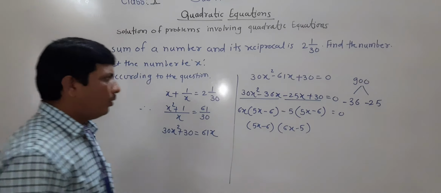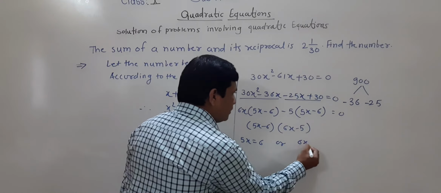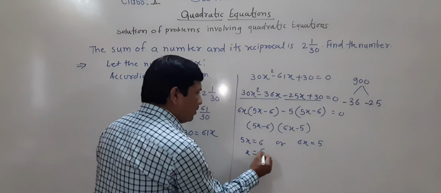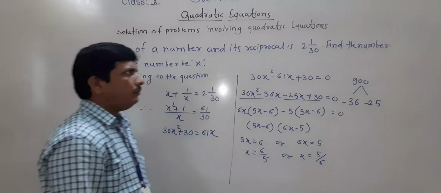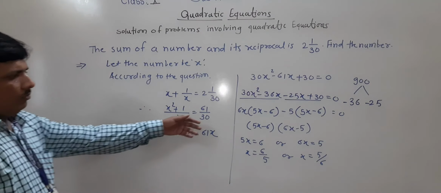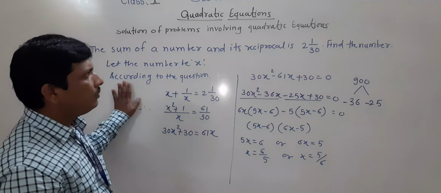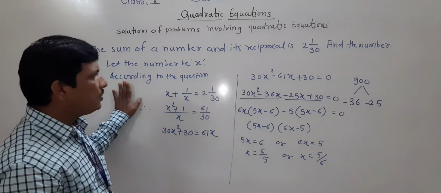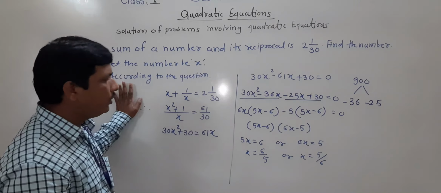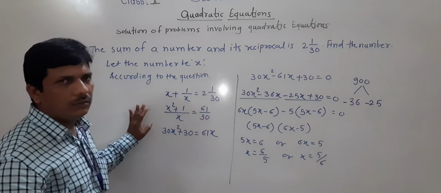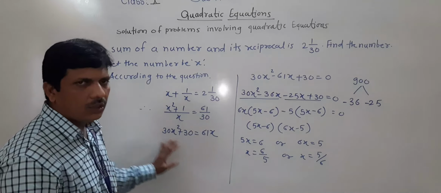Okay, so 5x is equal to 6 or 6x is equal to 5. So x is equal to 6 upon 5 or x is equal to 5 upon 6. Okay, find the number. So either the value of x is 6 by 5 or 5 by 6. Both conditions will be satisfied. Nothing else we are doing, just factorizing by splitting the middle term. What is important here? You need to prepare the equation according to the given things. That is the important thing. Once you get this, further you can solve.